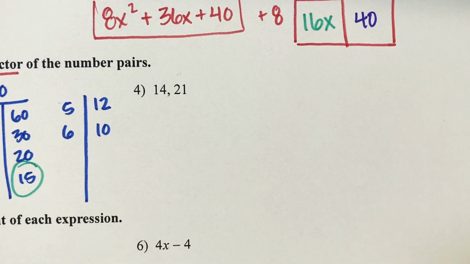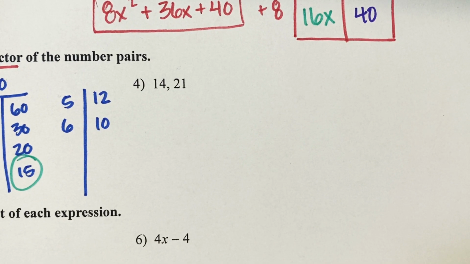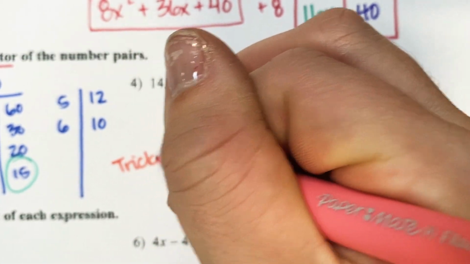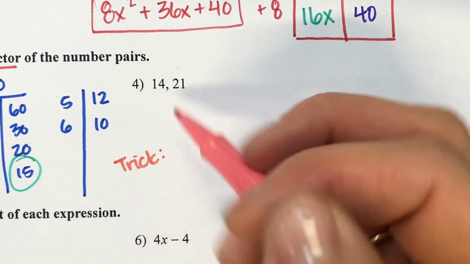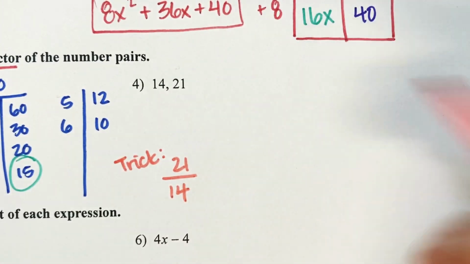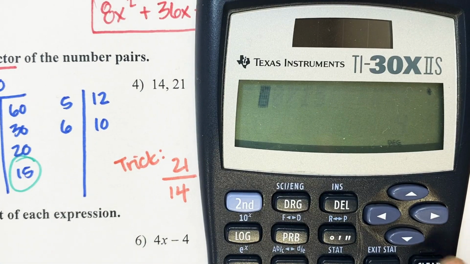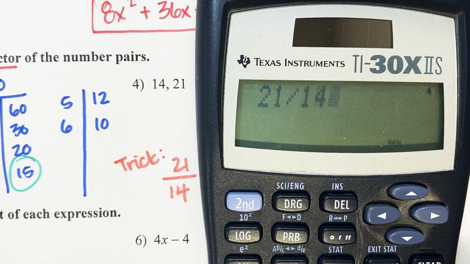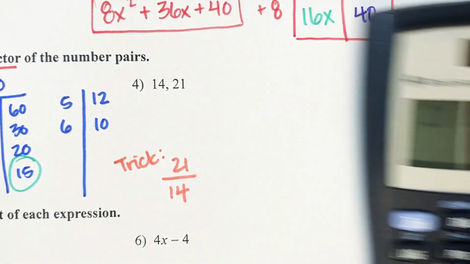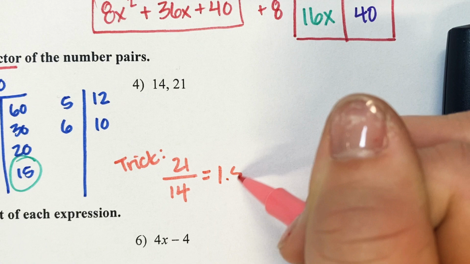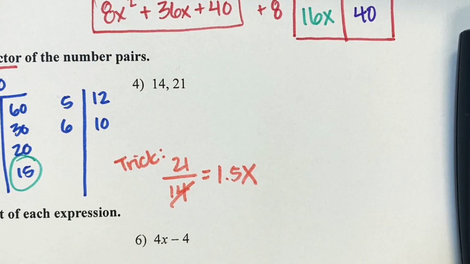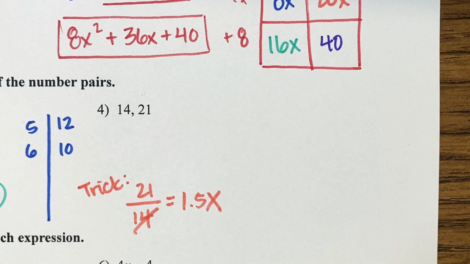Okay, let's look at number 4. So now we need to make a list. Well, actually, let's check our trick first, just to see if we can save ourselves some time. So take the bigger one, 21, divided by the smaller one, 14, and let's see if we get a whole number. 21 divided by 14. Ooh, close, but we get 1.5. This is not a whole number, so no. That means that 14 is not our GCF. Darn it. So we are going to have to make some lists.